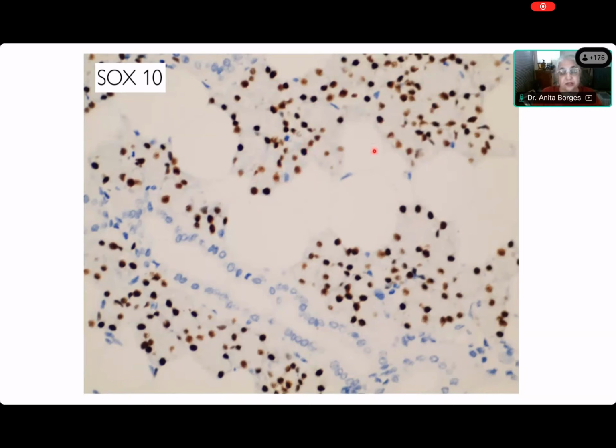So acinar cells themselves, the luminal acinar cells, which are making zymogen granules in the serous salivary glands, like the serous acini of the parotid and of the submandibular gland.